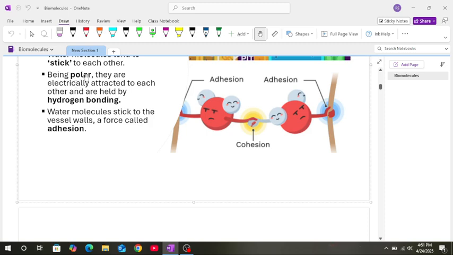When the water molecule has partial positive and partial negative charges, as we know that opposite charges attract each other, that will develop hydrogen bonding, and because of this hydrogen bonding, these two water molecules are attracted. They have an attractive force. This particular mechanism is called cohesion. And there is another terminology which is important for the transportation of water molecules within the xylem vessel specifically, and that particular concept is adhesion.